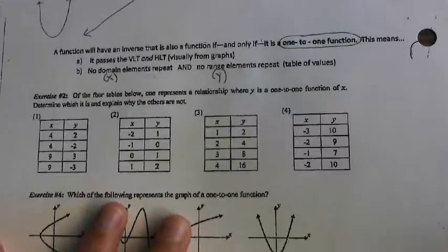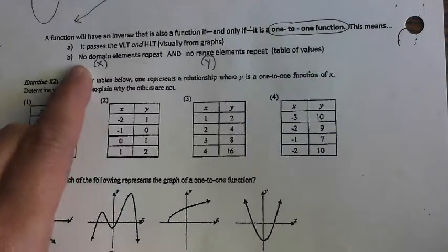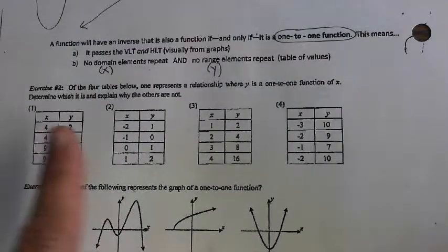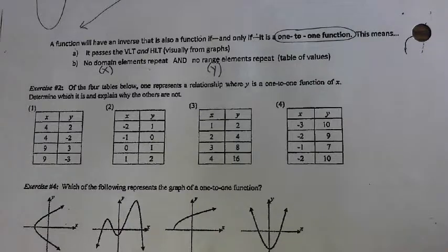So based on that, part B particularly, take a minute to look at your 4 options there, and one of them is a one-to-one function.